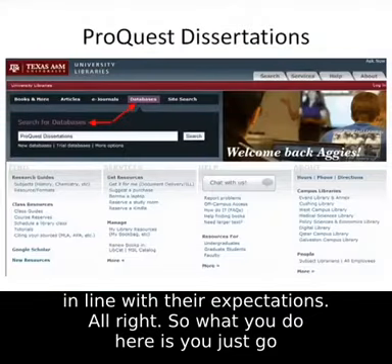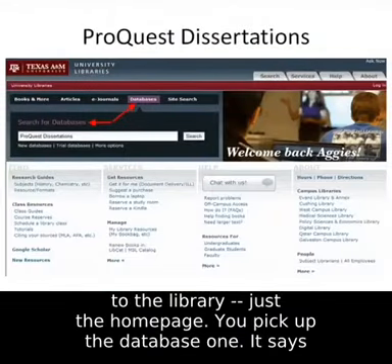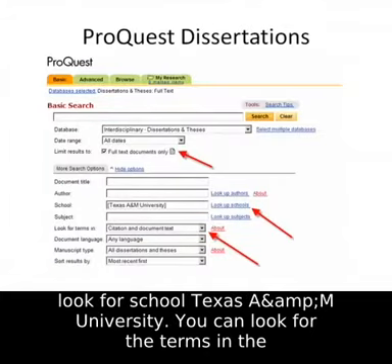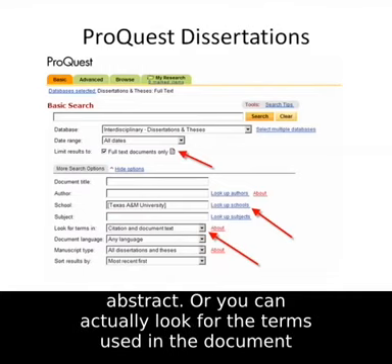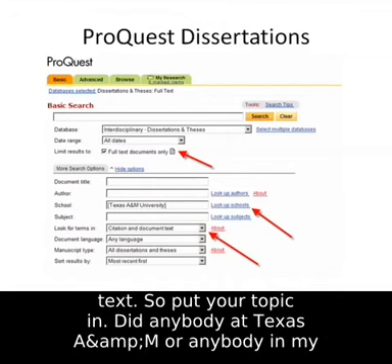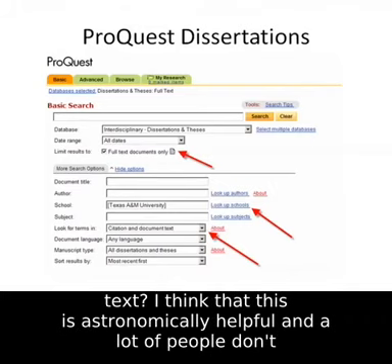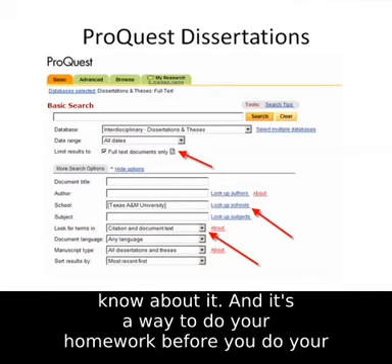Okay? All right. So what you do here is you just go to the library, just the home page. You pick up the database one. It says search for databases, and it says ProQuest dissertation. So you can look for school, Texas A&M University. You can look for the terms in the abstract, or you can actually look for the terms used in the document text. So, if you put your topic in, did anybody at Texas A&M in my department or whatever write a dissertation with this topic used in the text? I think that this is astronomically helpful, and a lot of people don't know about it. And it's a way to do your homework before you do your homework.